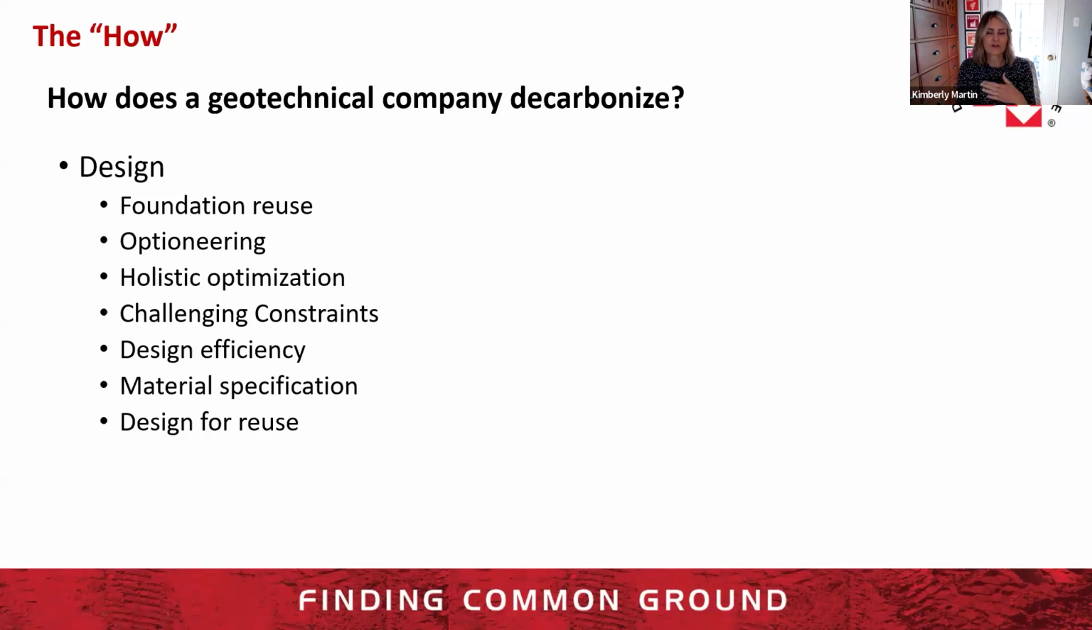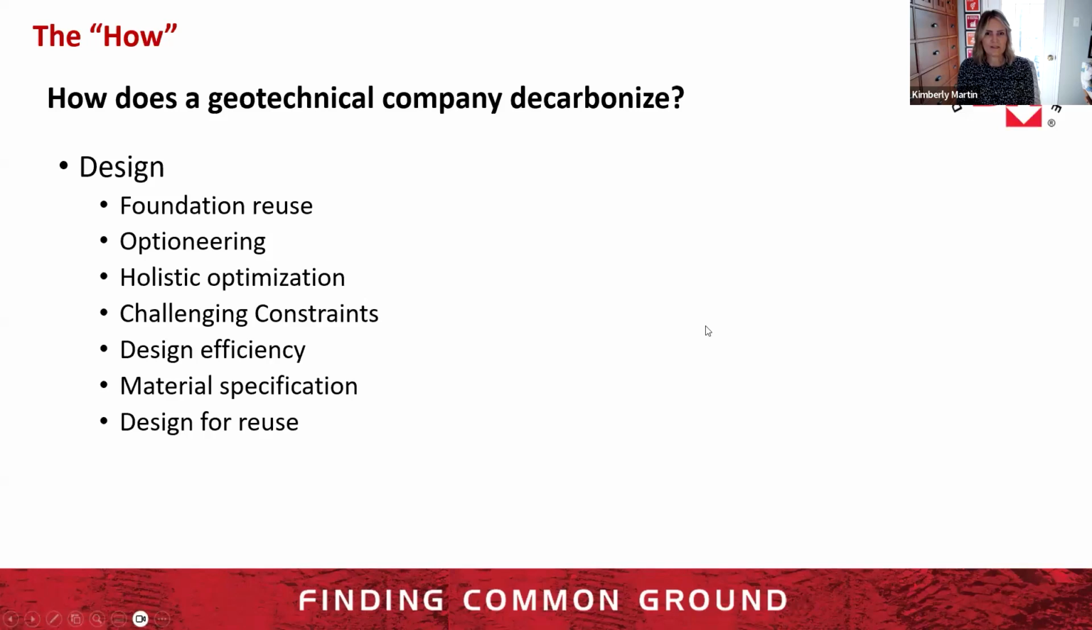So first, design. There are many ways designers can help to decarbonize, whether recommending and allowing for reuse of existing foundations, because designers can be the gatekeepers on reuse, or optioneering, meaning giving the client many options and providing carbon estimates for each. We could look at a project holistically and say, for example, hey, we could go with ground improvement here, but using drilled shafts with geothermal loops might provide lower carbon over the lifetime of the building. Designers are able to challenge constraints on projects, which could be schedule constraints or might be loading conditions that aren't realistic.